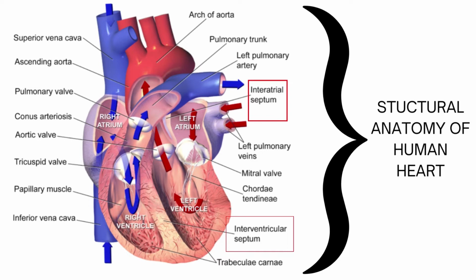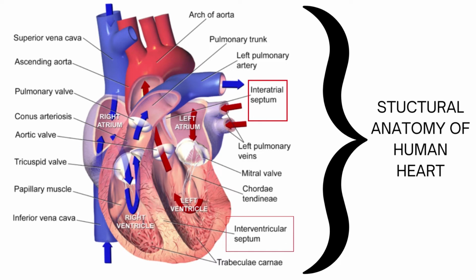The human heart consists of 4 chambers. Think of chambers like a room. There are 2 atria, right and left, and 2 ventricles, right and left. The atria are receiving chambers, whereas the ventricles are ejecting chambers.